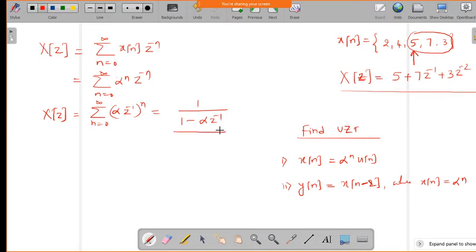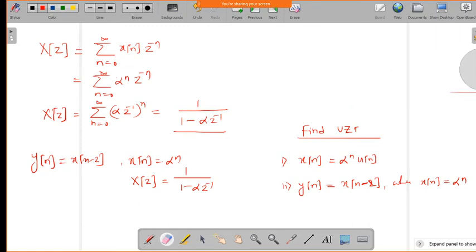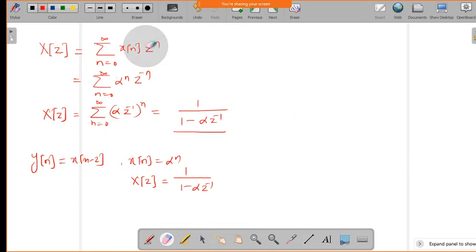Now for the second one, you have to find y of n, which is a shifted version of x of n. For the second one, y of n is given as x of n minus 2, where x of n is alpha power n. What is your X of z? We have already found it: 1 over 1 minus alpha z inverse. Now we need to find Y of z. How can we find it? Take the expression and put the values of n equal to 0 and so on. Then you will go on getting the value, that is the Z transform.